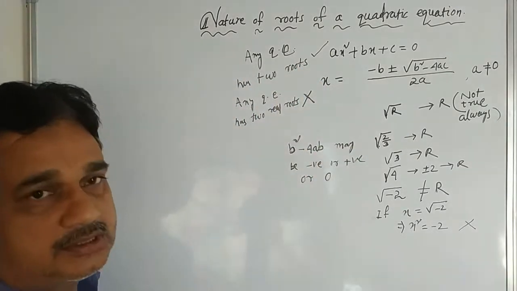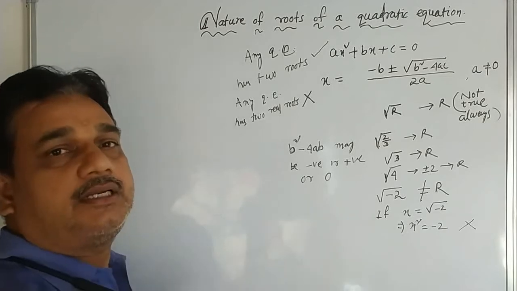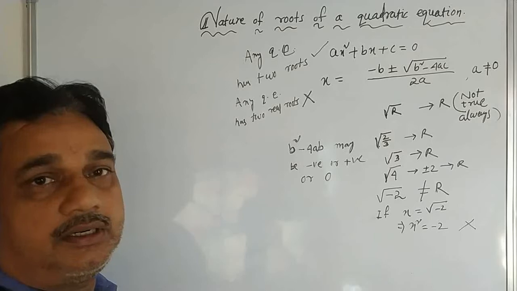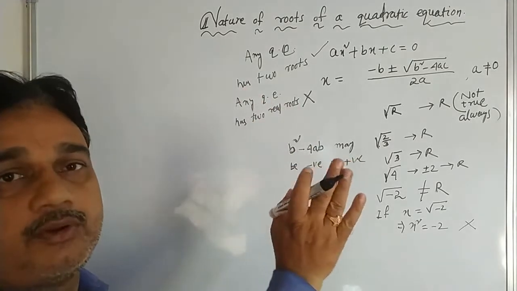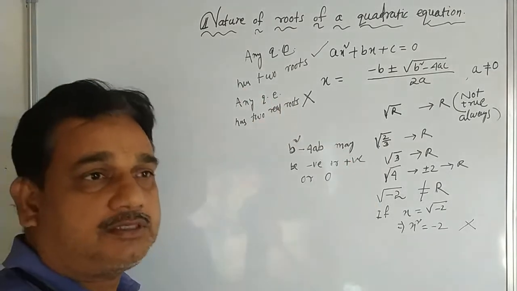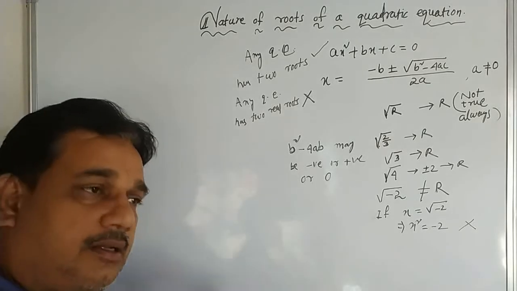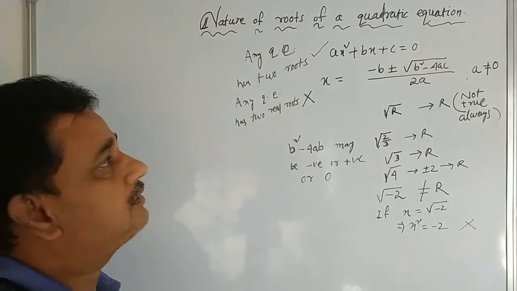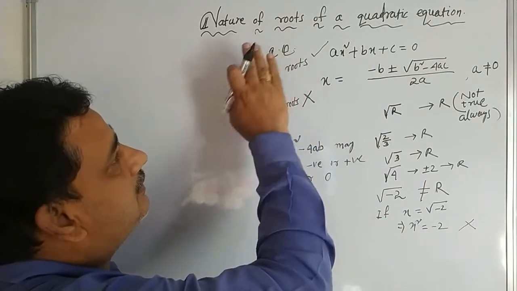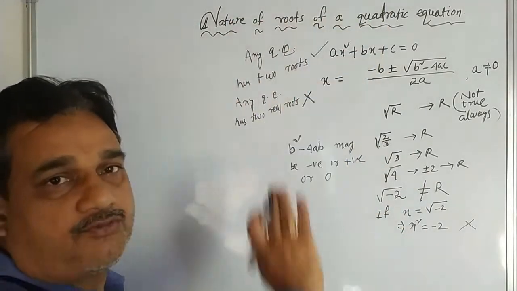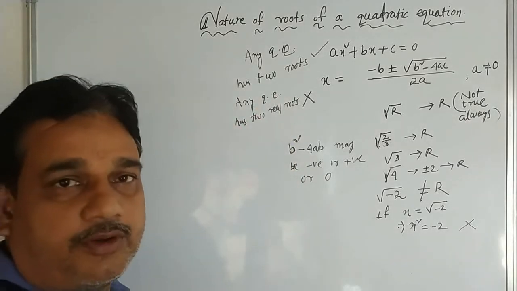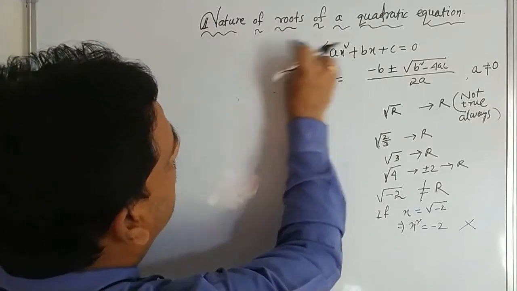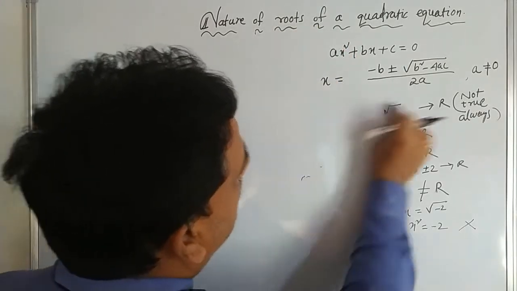Other than real roots, we will read about that in class 11, about complex numbers and imaginary numbers. That is different from your real number system. Besides real numbers, another type of numbers are there, which are called complex numbers. So you will get the roots in complex form, not in real form. So basing on this, we'll discuss the nature of the roots.